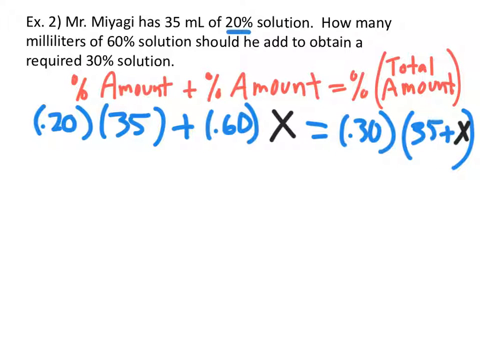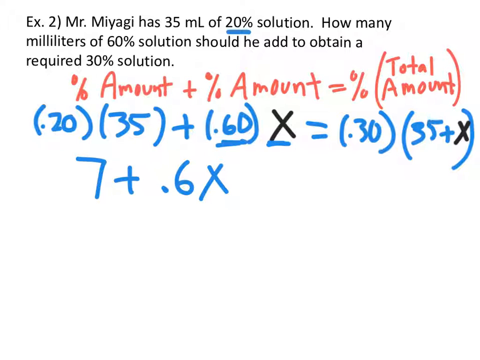Okay, now let's use the calculator. Help me out here. What is 0.20 times 35? 7. Ooh, nice. 7. And then let's bring down the plus. And 0.60 times x, that's just 0.60x, or you could just say 0.6x. 0.60 is the same thing as 0.6. And when you multiply 0.60 times x, it's just 0.6x or 0.60x.